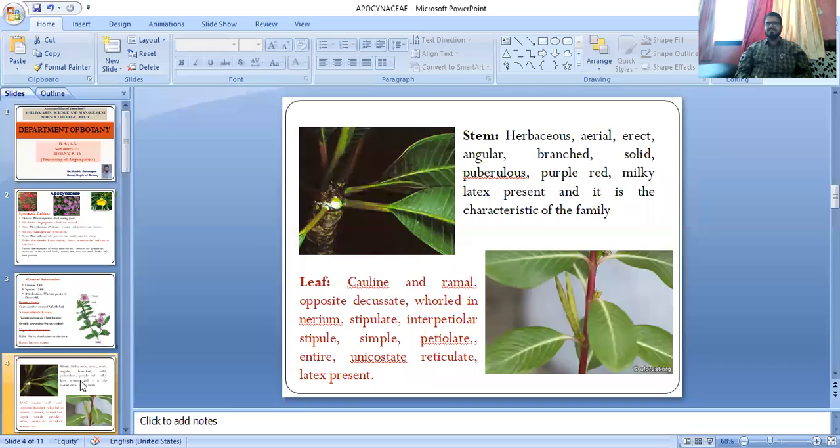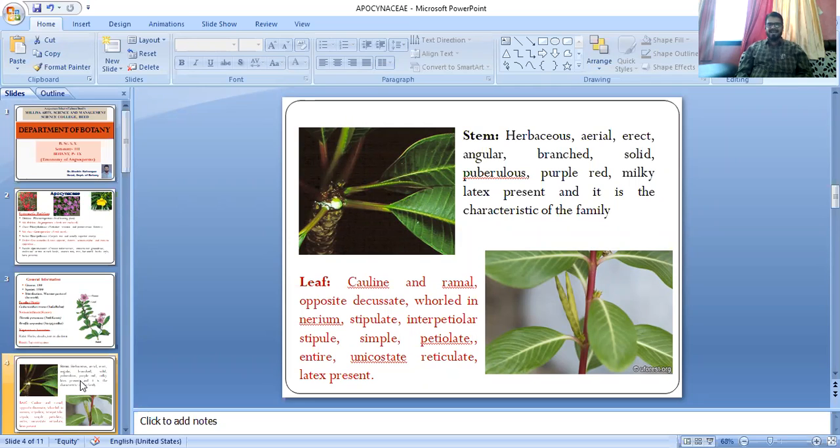Then aerial stem means जमीन के ऊपर आने वाला stem, that is aerial stem. The plants which are of family Apocynaceae, they are aerial. Erect means सीधा stem, खड़ा stem. Angular means, what is angular stem? In transverse section, the outline of the stem is angular, not in circular shape. Yes. Then the stem is branched, then stem is solid, then stem is tuberous.